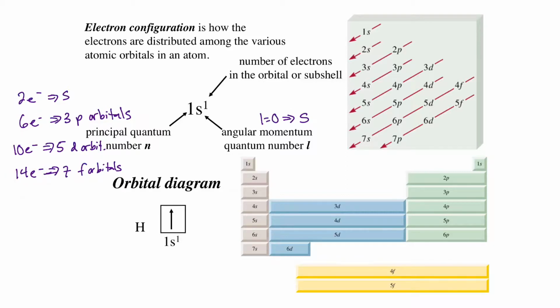So you should never have more than 2 in that superscript corresponding to an s orbital, never more than 6 corresponding to a p designation, never more than 10 as an exponent corresponding to a d orbital, and never more than 14 corresponding to an f orbital.